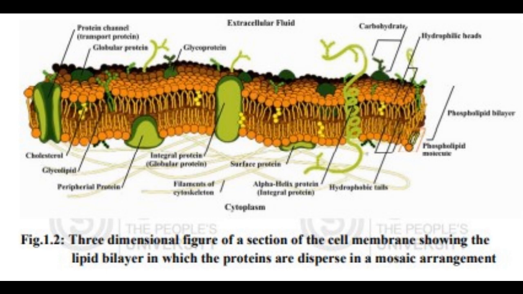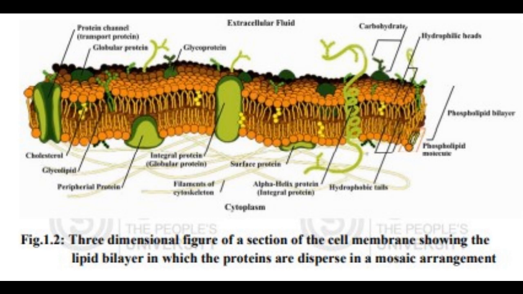Glycolipids form 5% of the membrane lipids and appear only in the membrane layer facing the extracellular fluid. The carbohydrate portions of glycolipids and glycoproteins form an extensive sugary coat called the glycocalyx, which has important functions. The composition of the glycocalyx acts like a molecular signature that allows cells to recognize one another. Look at the screen. Figure 1.2, a three-dimensional figure of a section of the cell membrane showing the lipid bilayer in which the proteins are dispersed in a mosaic arrangement.